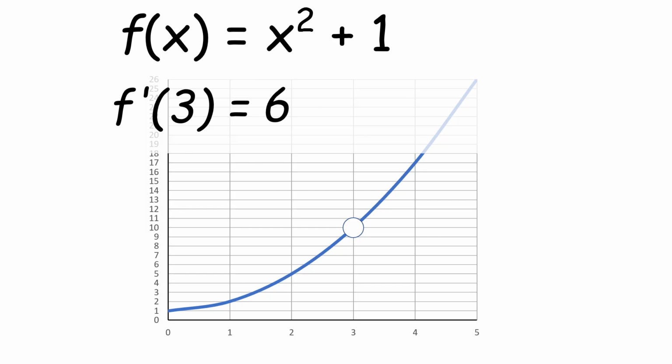Now let's see if that looks right. Here's the tangent line that passes through the point where x is 3, and sure enough, for each unit along x, we go up 6 units on y.